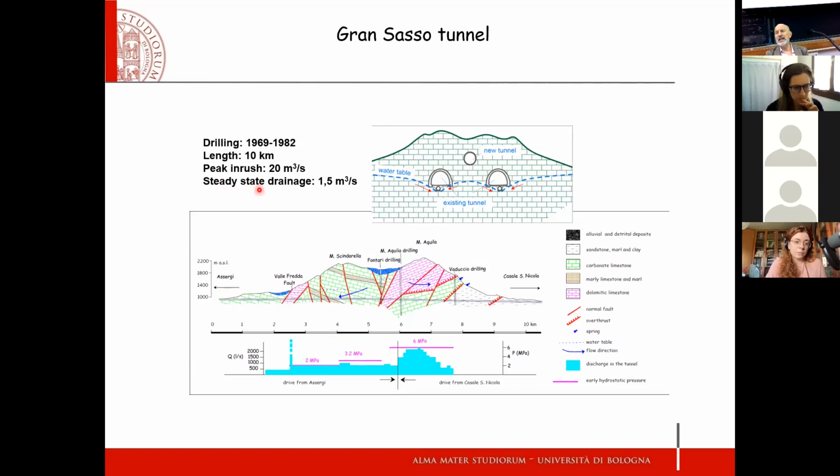The steady state drainage of these two tunnels is very high, 1.5 cubic meters per second of groundwater that is continuously drained by the two tunnels towards the Teramo and the Aquila side.